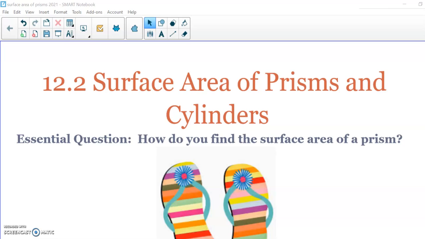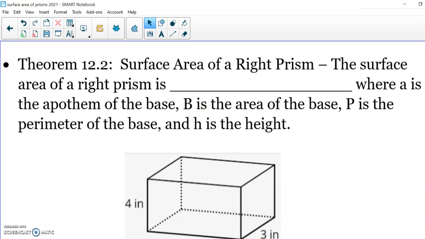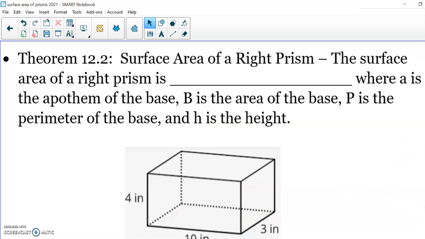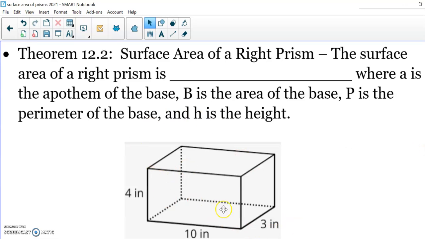This is Honors Geometry, Surface Area of Prisms. Formula I like to use for the surface area of a prism. So if you remember, the surface area is the sum of the areas of all the faces of your polyhedron. So what I usually do is I find two of the bases. I find the area of the base, and we know we're going to double that.